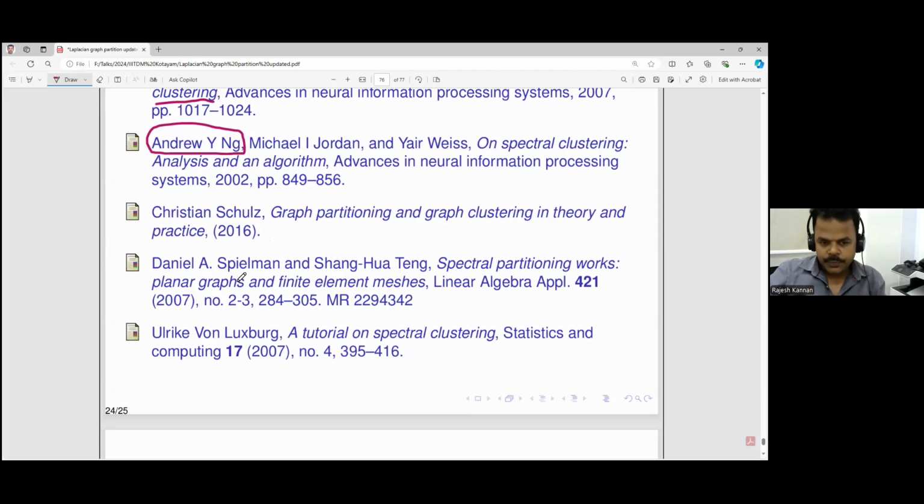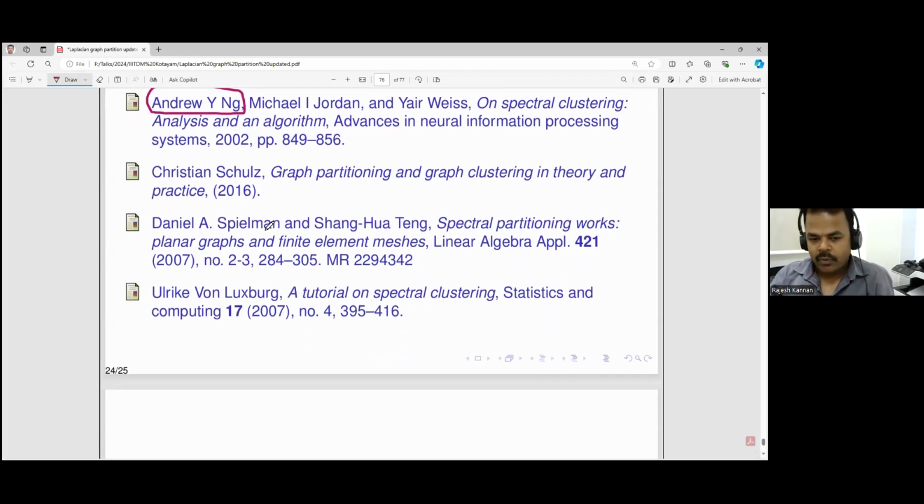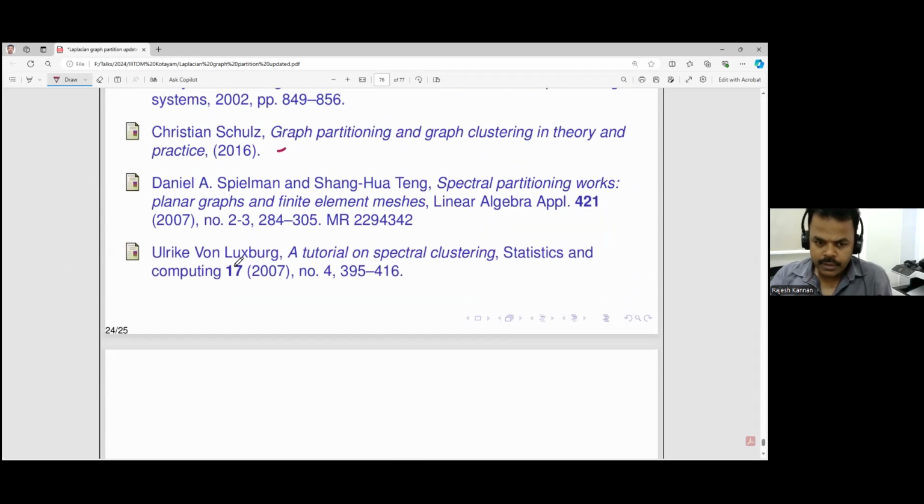Daniel Spielman and Teng have proved that for planar graphs and finite element meshes, spectral partitioning really works. This appeared in the prestigious journal Linear Algebra and its Applications in 2007. Most of the content I presented in this talk is taken from these lecture notes and this tutorial on spectral clustering, written by Ulrike von Luxburg. It is highly readable and contains a lot more information.